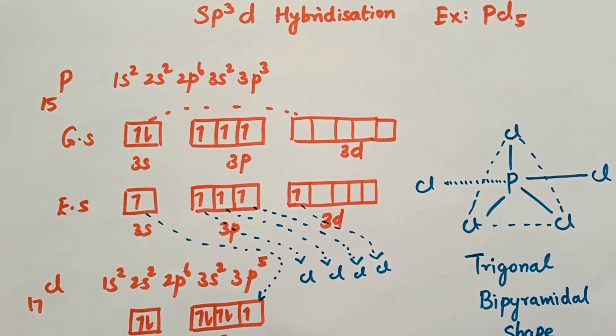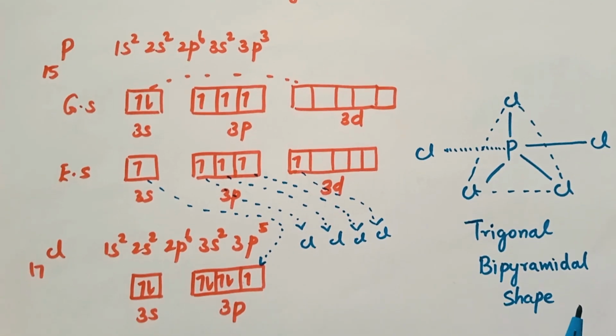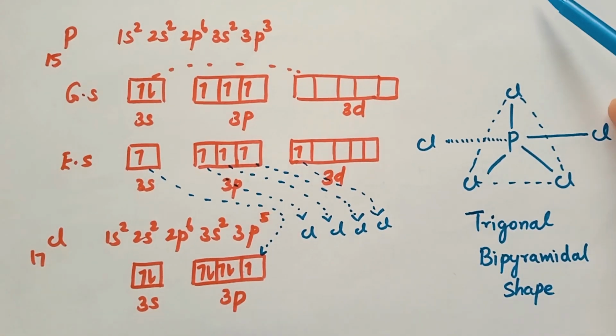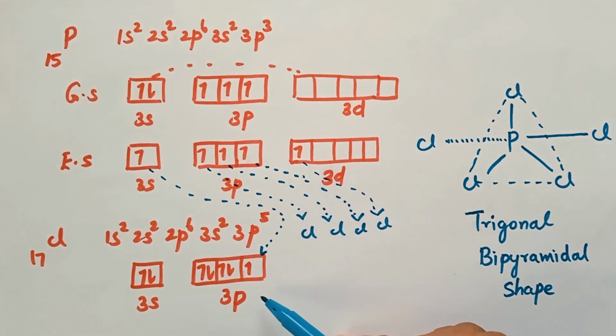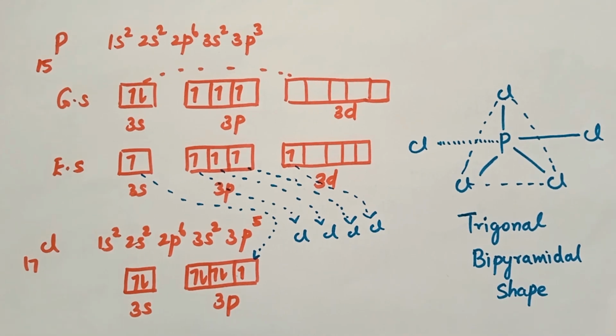When you take chlorine, each chlorine atom will have 1 unpaired electron. So totally there will be 5 chlorine atoms, so there will be 5 unpaired electrons. These 5 unpaired electrons from phosphorus will pair up with 5 unpaired electrons of chlorine and form sp3d hybridization. The shape of PCl5 will be trigonal bipyramidal.